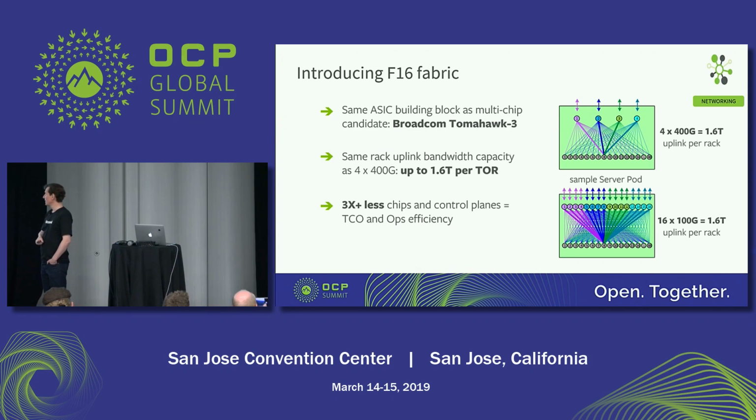It's the same ASIC building block as the multi-chip candidates, Broadcom Tomahawk 3. It's the same exact rack uplink bandwidth capacity as 4x400, up to 1.6T per rack. We don't really have 400 gig or any over 100 gig flows between the servers. And our priority is to increase aggregate capacity, not increase the flow size. We actually prefer smaller flows, but we need lots of them. And this gives us over 3x fewer chips and control planes in our overall fabric, which improves our efficiency on multiple fronts.